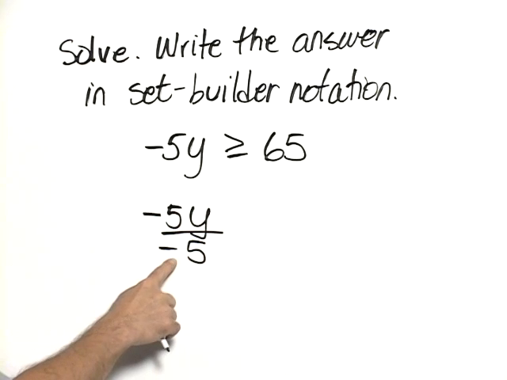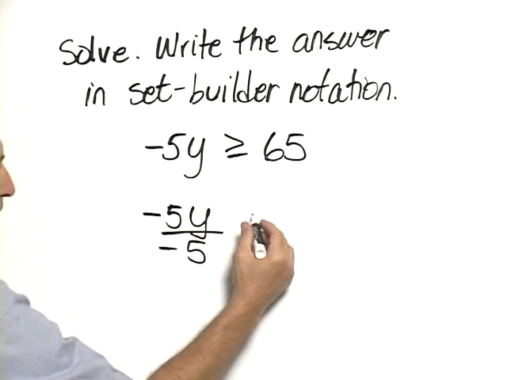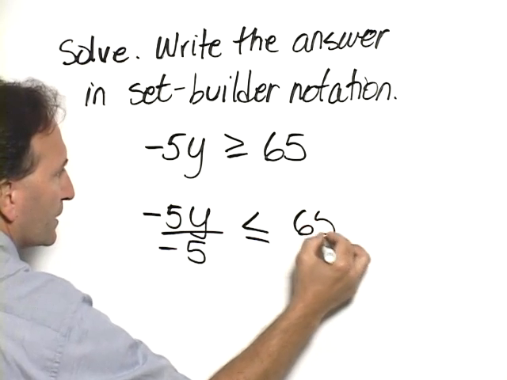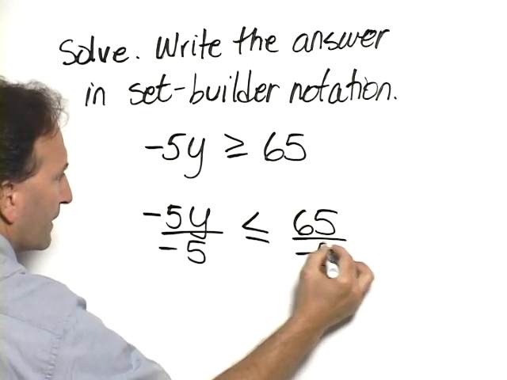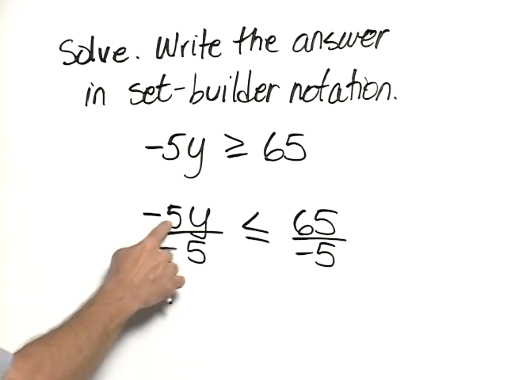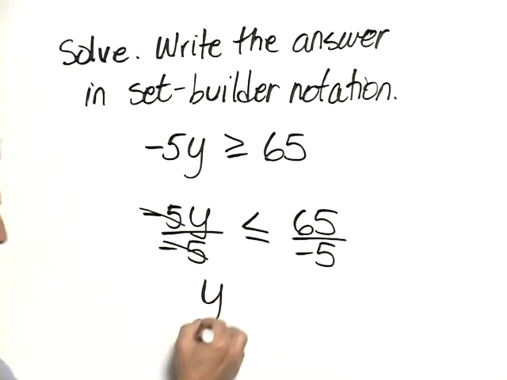Remember that when you multiply or divide by a negative number, you have to reverse the direction of the inequality symbol, so this becomes less than or equal to. And of course, on the right-hand side, we're still dividing by the negative 5 there, so it's 65 divided by negative 5. On the left-hand side, of course, negative 5 divided by negative 5 is positive 1. Positive 1y we can write as y.